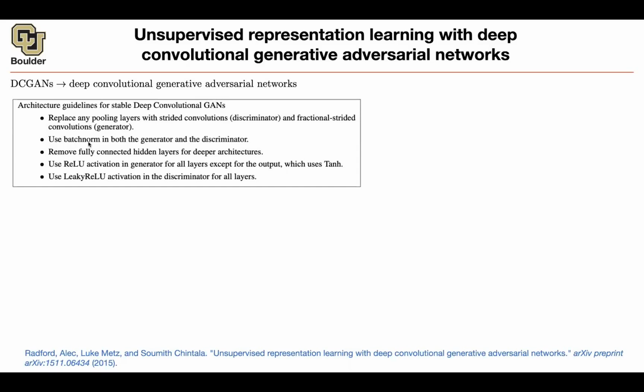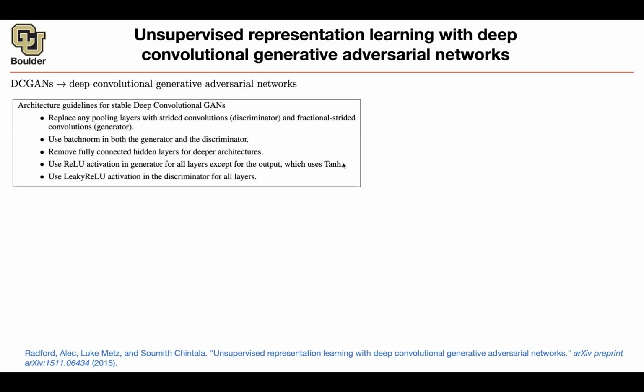They said, okay, go ahead and use batch norm in the generator and the discriminator. So both of them use batch norm. If you have any fully connected hidden layers, just remove them from your architecture. They add too many parameters, and because they are fully connected, they are much less efficient compared to convolutions. So let's just remove them. Use ReLU as your activation function for all of your layers, except for the last one.